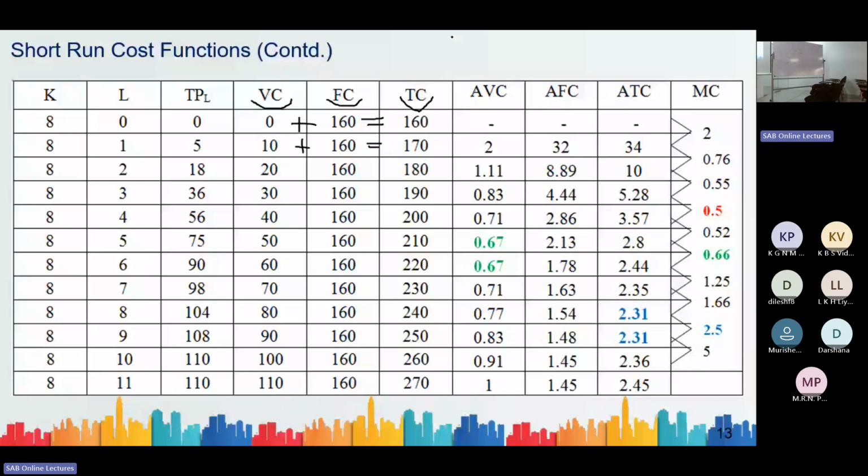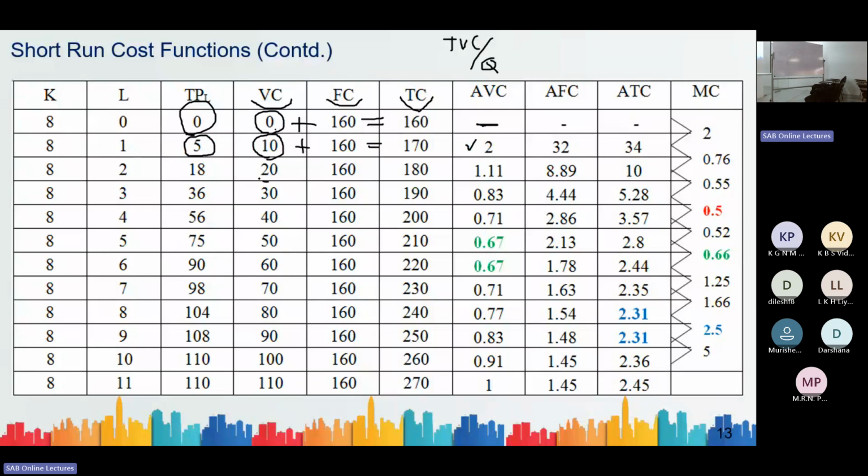Average variable cost is total variable cost divided by Q. So for the first level, the output level is 0. Total variable cost is 0. So 0 divided by 0, it's meaningless. For the second level, total variable cost is 10 and output is 5. 10 divided by 5, it's 2.